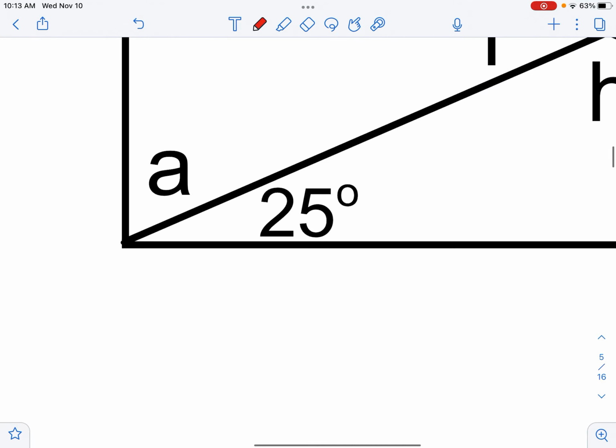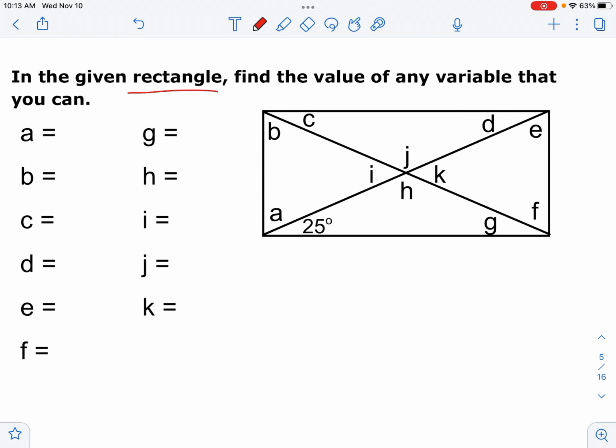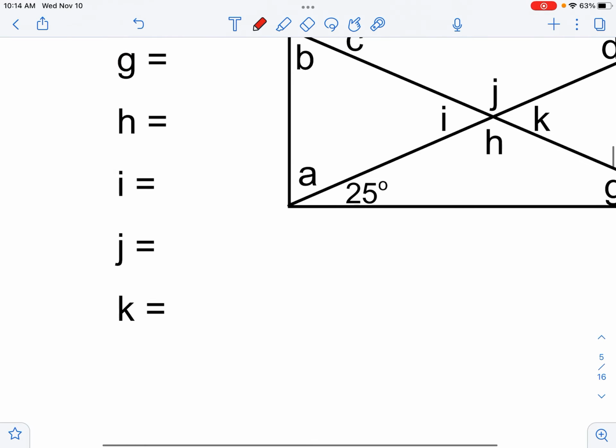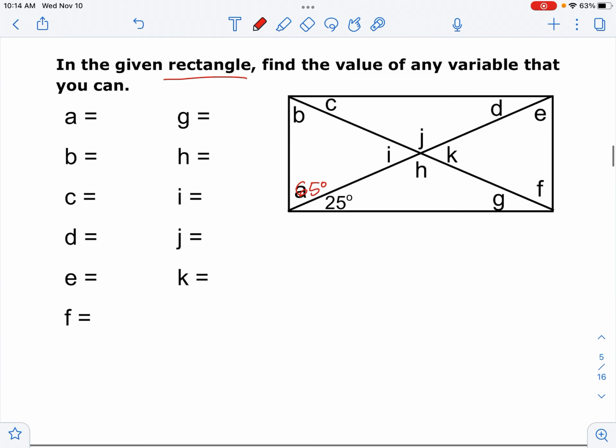So what I do know is that this angle right here is 25, and I also know that this is a rectangle. So I know that this is a right angle right here. So 90 minus 25 is 65 degrees. So I'm going to cover this up and put 65 here so I know it's 65. And I'm going to put it right here also. A is 65 degrees. Now I'm going to see any other angles that I know.